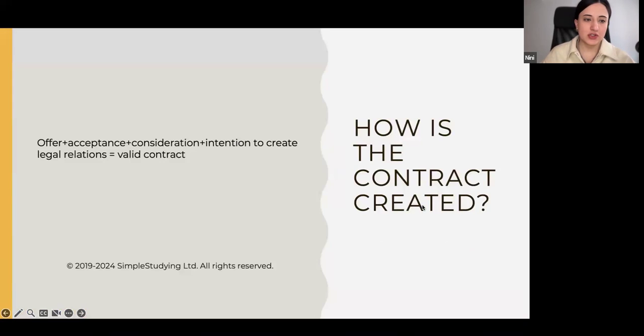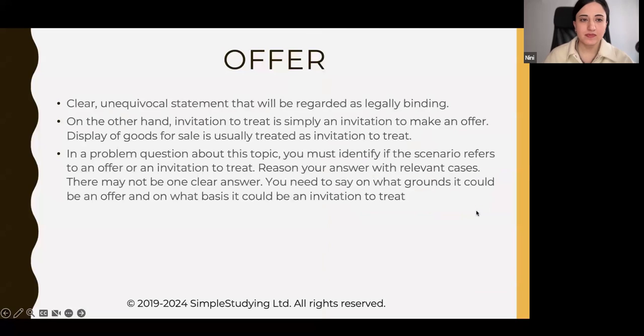How is the contract created? First of all, you should understand how the contract works. The contract is a combination of these elements. First of all, there has to be a valid offer. After, there has to be a valid acceptance, followed by a consideration and intention to create legal relations. These 4 elements make up a valid contract.